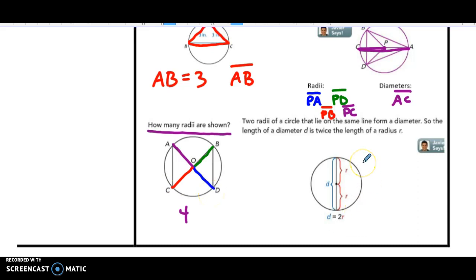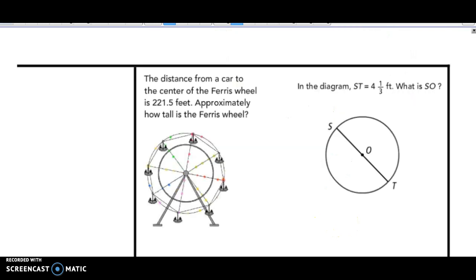Let's look at this example. 2 radii of a circle that lie on the same line form a diameter. So you can see here that radius plus radius equals diameter. So the length of a diameter is twice as long as the radius. So we could say diameter equals 2 times the radius. And that's an important relationship we'll use when we're problem solving, like on this one.